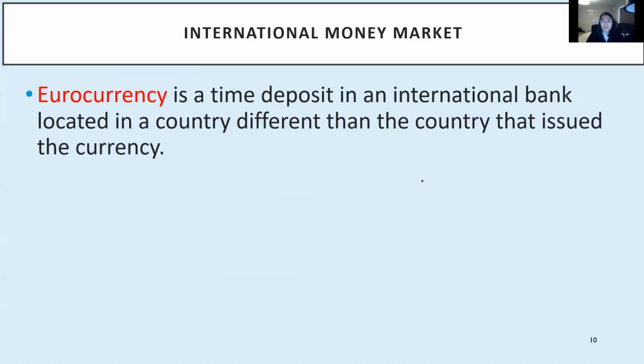So in the next few slides, we'll talk about the different types of financial instruments that are traded in the international money market. When we say money markets, we are talking about large wholesale instruments that are typically traded between the big financial institutions and other corporations.